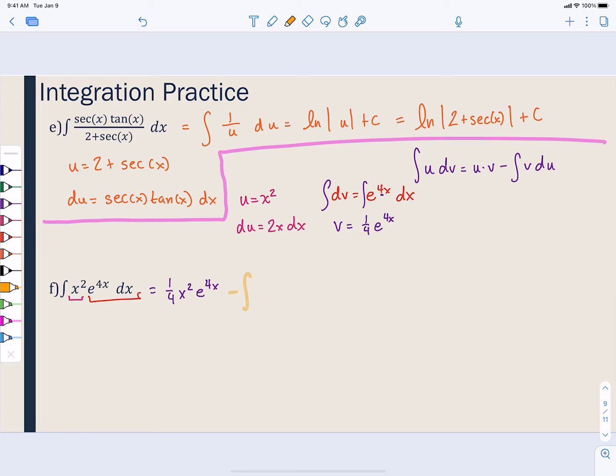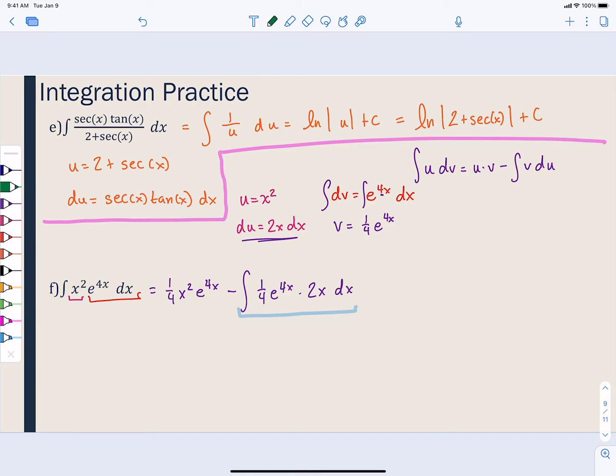And then minus the integral of v times du, which is 1/4 e to the 4x times 2x dx. So we're sitting in a situation where we're going to have to use integration by parts again to take the integral of this second part here, just like we had in that first one.